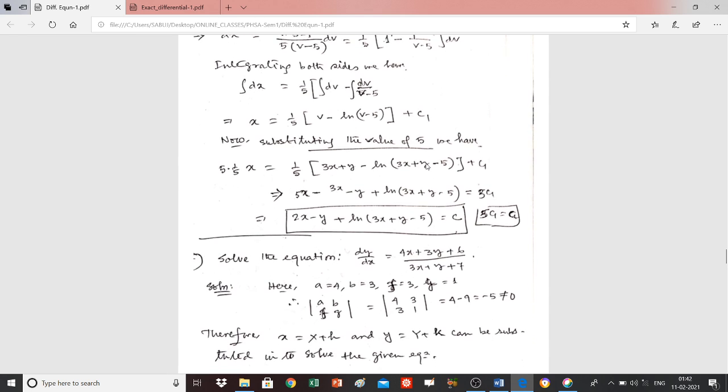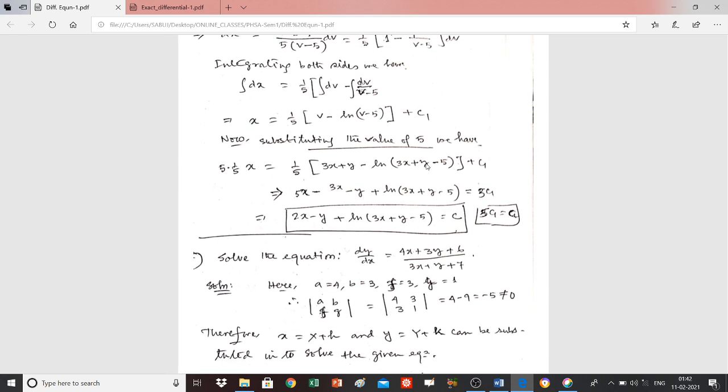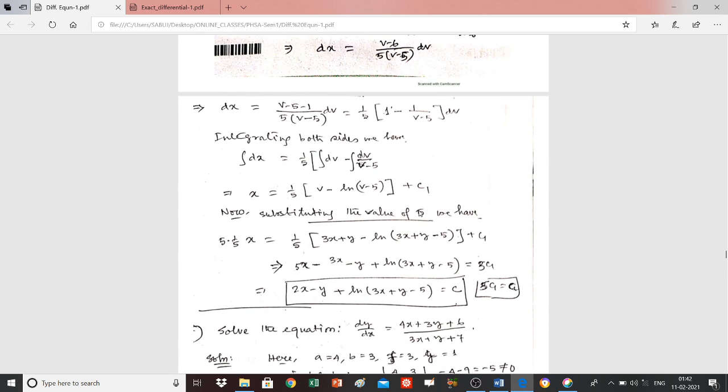Now you have to substitute the value of v, here should be v. Substitute the value of v in this expression, and that will give you x is equal to this. Just substitute the value of v.